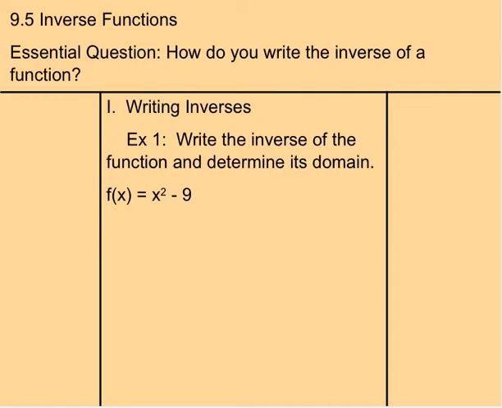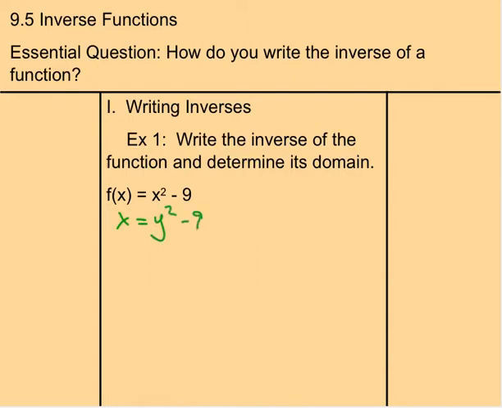As promised, we're going to take a look at some more complicated inverse functions. So we're starting with a square function. Remember, to write the inverse, you switch the x and the y. You can think of f of x as your y and solve for y. So we've got x equals y squared minus 9.